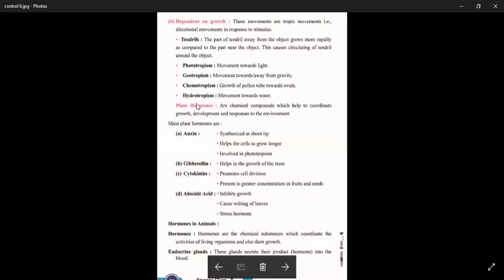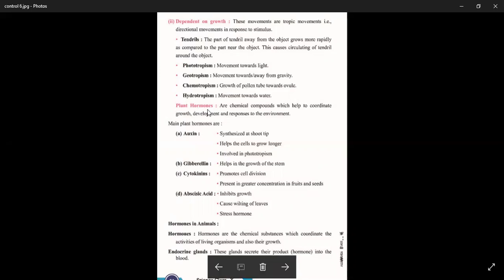And the next one is hydrotropism. Hydro means water and tropism means directional movement. Movement of plant parts in response to water, towards the water, is called hydrotropism in roots. So hydrotropism is stronger than geotropism.